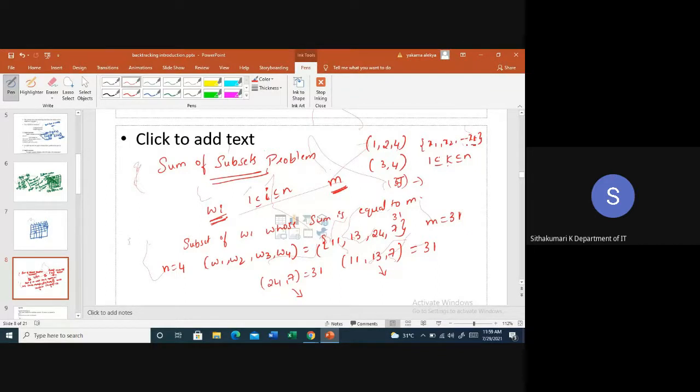Now, what are the explicit constraints and what are the implicit constraints? Because for any problem, you need to state the objective function, the constraints, the explicit constraints, and the implicit constraints. So what is an explicit constraint? What is it that you require here?